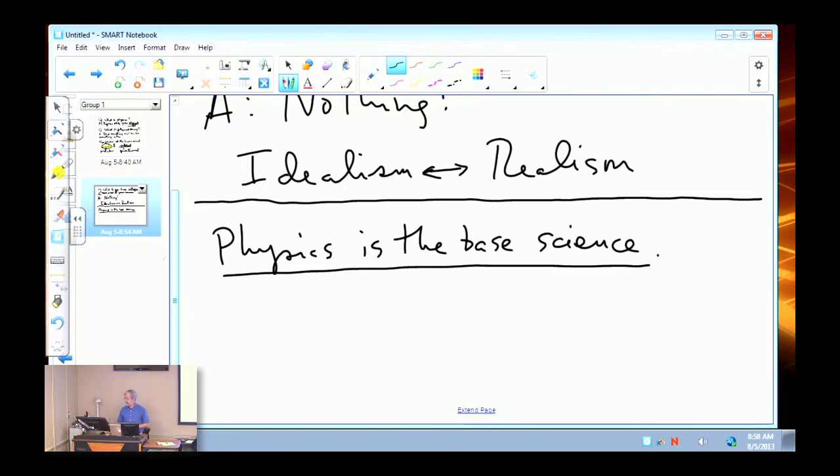And here I use the word science, broadly speaking. Science comes from scientia in Latin, which means knowledge. So, because all of our knowledge comes through the physical, physics is the base knowing. All knowledge is founded on top of that. And for that reason, everyone should take physics.